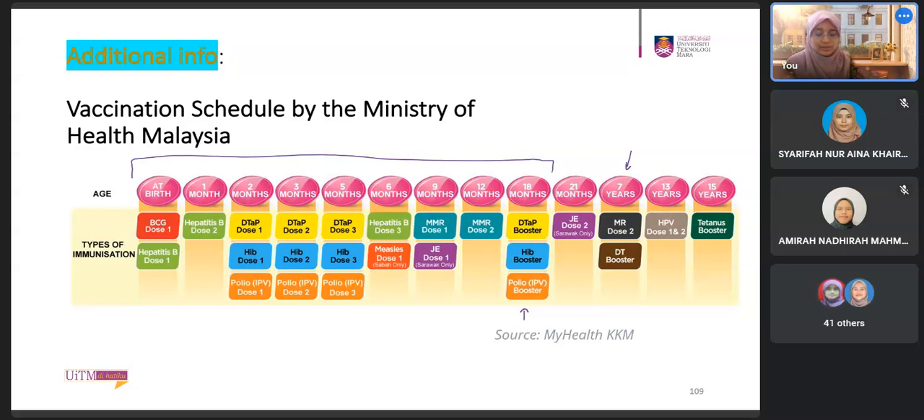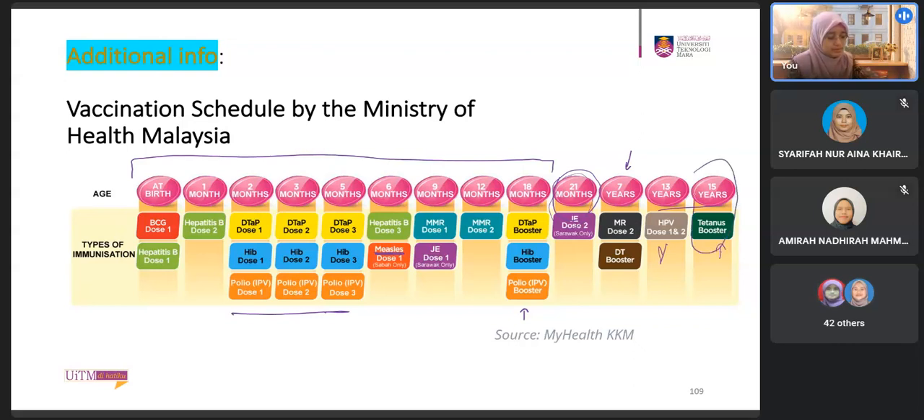So it prevents the spread, okay, of diseases that are caused by these viruses that can cause death to these little children. Okay, so ada yang untuk prevent polio kan, prevent measles, prevent hepatitis, prevent diphtheria. Okay, and then 7 tahun pun ada. Okay, ni 21 month, 13 ada HPV untuk perempuan lah kan, and then 15 tetanus booster.